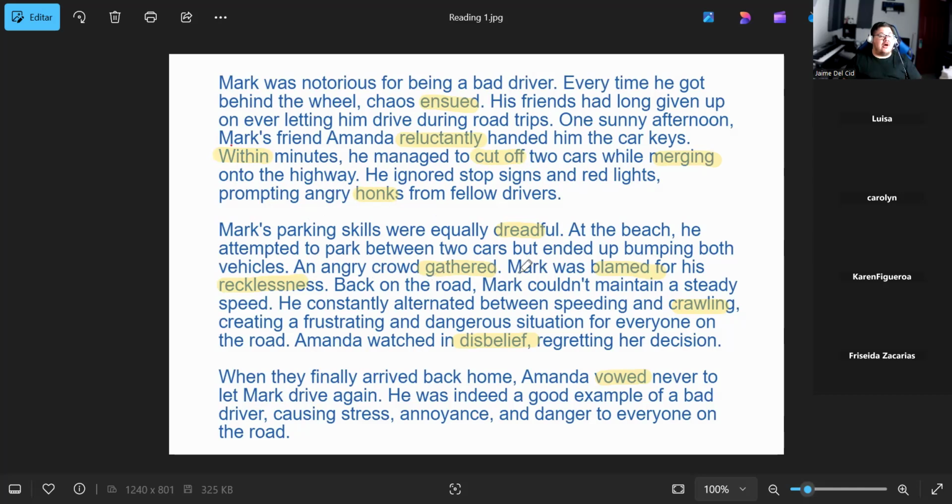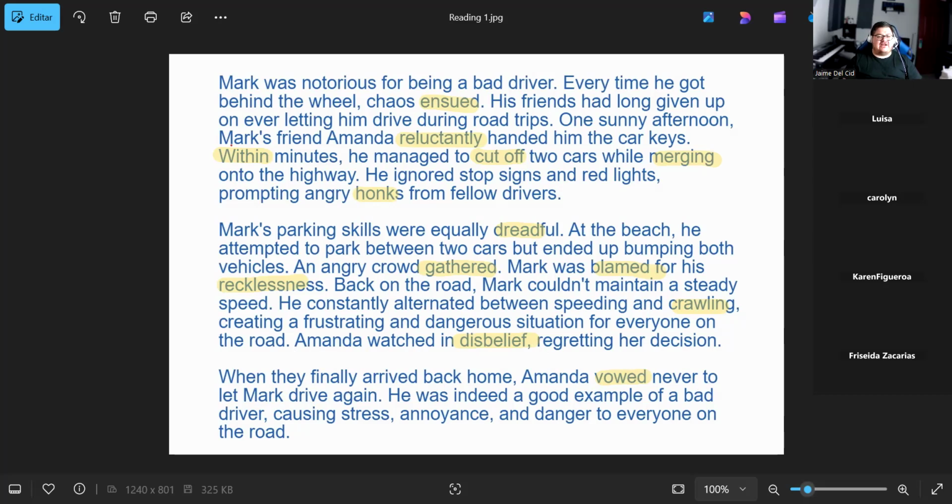Back on the road, Mark couldn't maintain a steady speed. He constantly alternated between speeding and crawling, creating a frustrating and dangerous situation for everyone on the road. Amanda watched in disbelief, regretting her decision. When they finally arrived back home, Amanda vowed never to let Mark drive again. He was indeed a good example of a bad driver, causing stress, annoyance, and danger to everyone on the road.